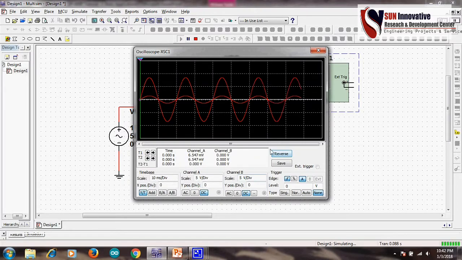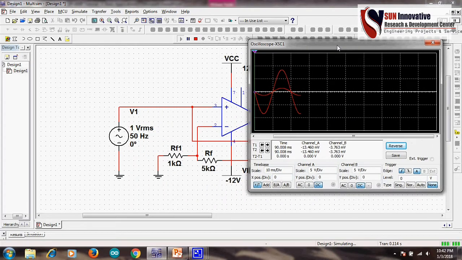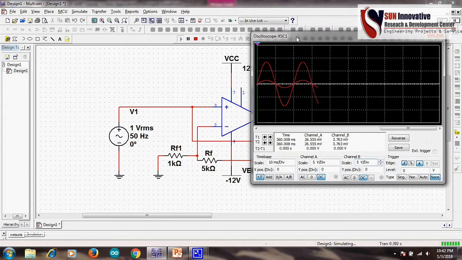Now you can see here in the signal it is showing the non-inverting, because the input and output phase is matched, the signal input and output voltage. So that's why it is called a non-inverting amplifier. And you can also check the magnitude. The B channel has the low magnitude and the A channel has the higher magnitude because it is an amplifier.